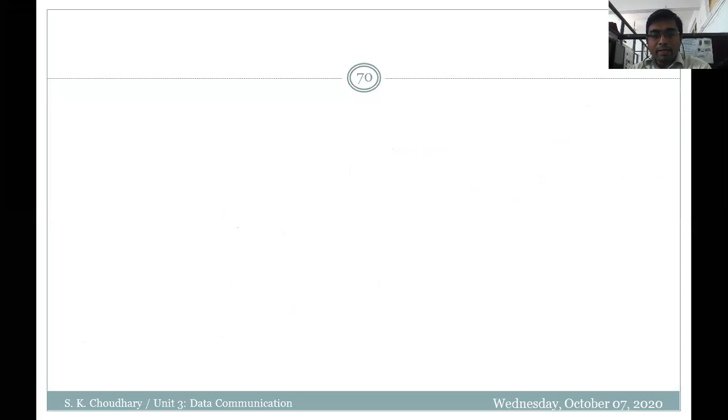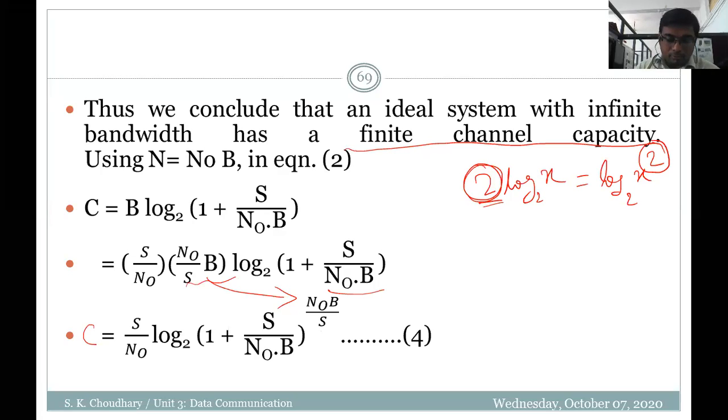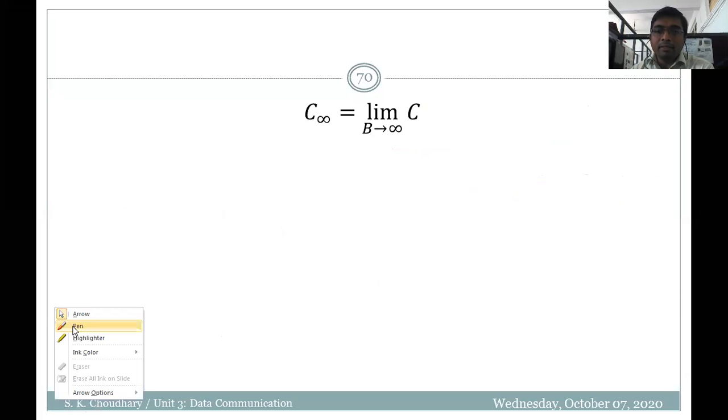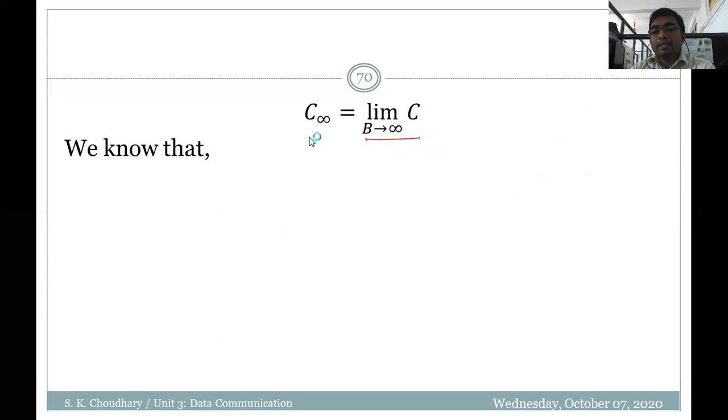So in continuous form of this channel capacity, can we write like this? C infinity means the channel capacity when the bandwidth is infinite. So limit B tends to infinity, C, is equivalent to C infinity. But there is one obstruction.